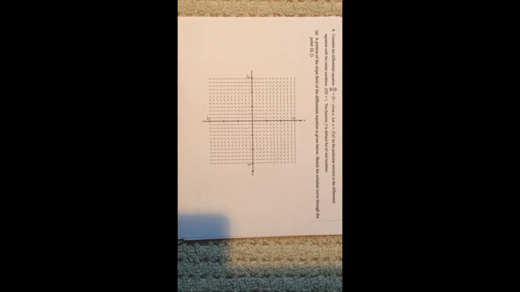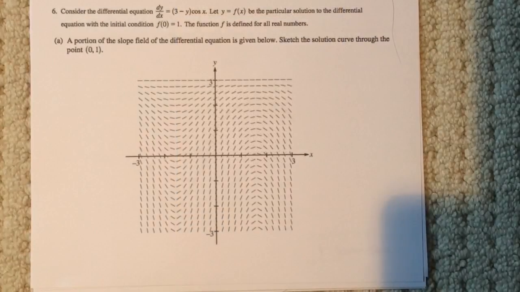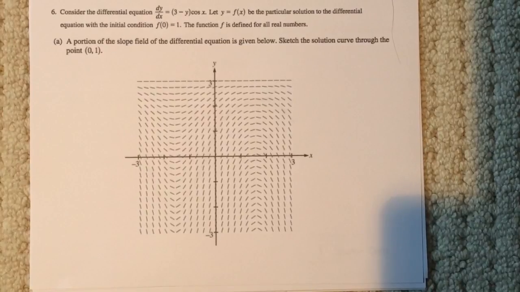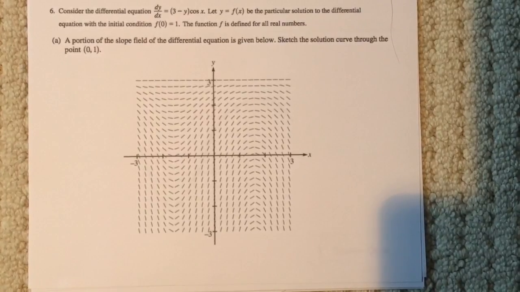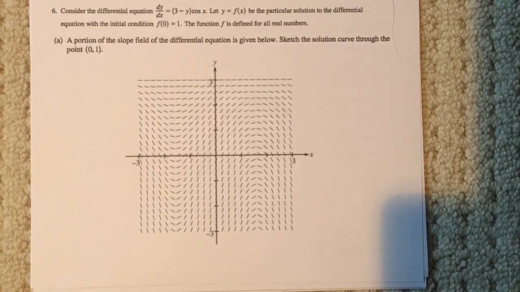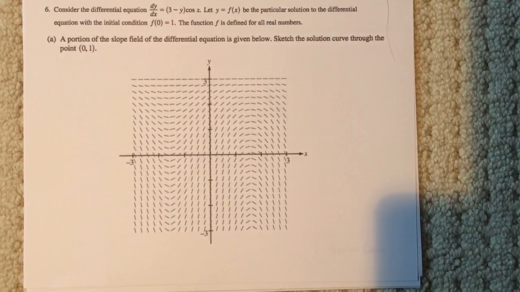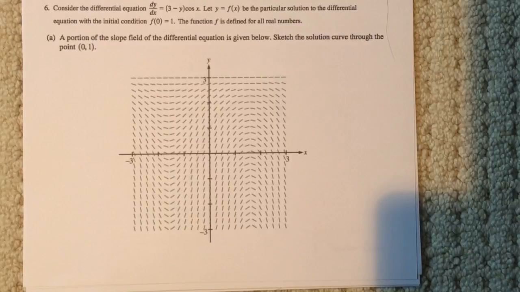So let's begin by looking at part A. The slope field of the differential equation is given below. Sketch the solution curve through the point 0, 1. So essentially what we're doing is just using the slope field given. We don't even have to draw a slope field here. Just use the slope field given to create the curve.